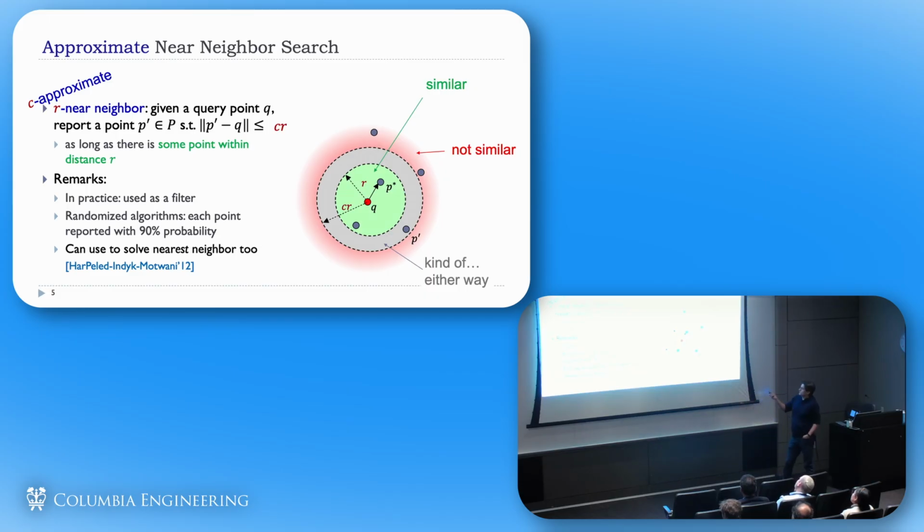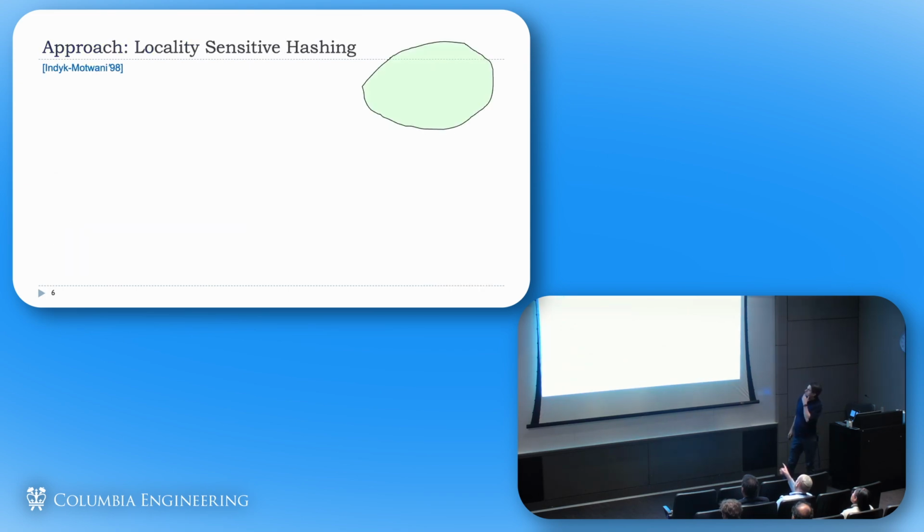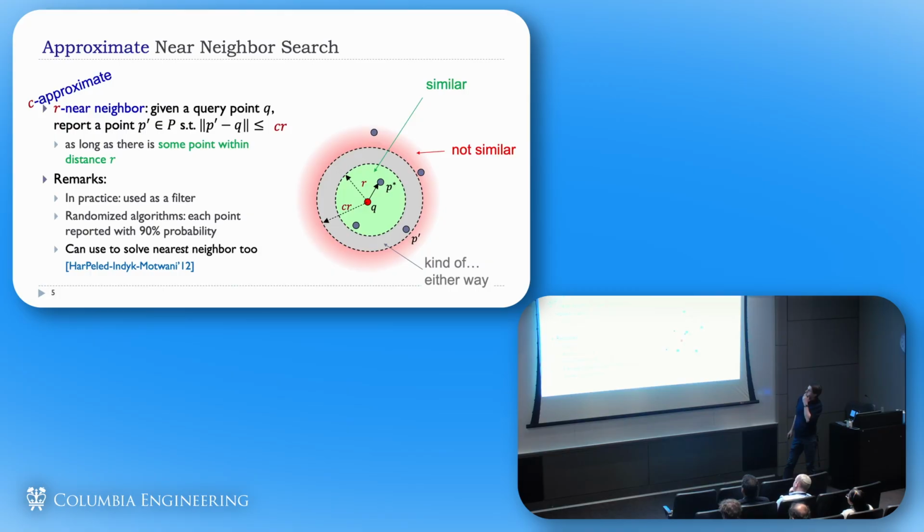Okay, so this is the definition of the problem. And we'll be studying, well, I'll tell you a few solutions for this particular problem. Yeah, how is this c-approximate thing any different than just changing r?